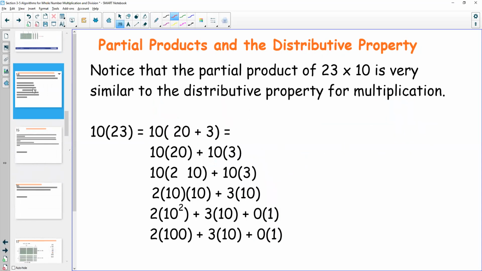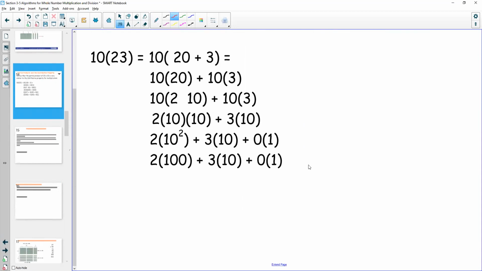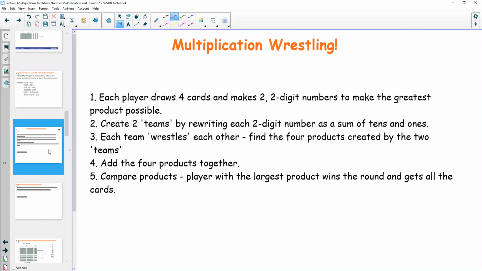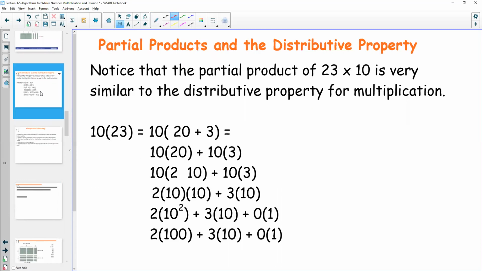All right, there is a game in here about partial products. So that's one of those things you're going to have to try, okay? We're going to do a separate example for partial products right here. Actually, we'll do it next. It's coming. Oh, I did these out of order. Notice that if I do 23 times 10, it's still really similar to distributive, right?